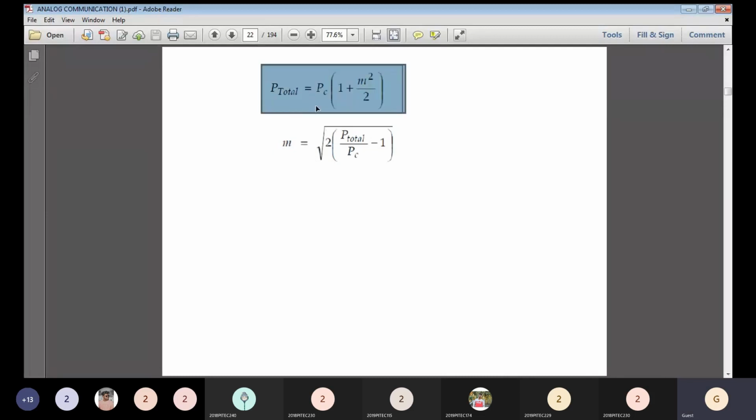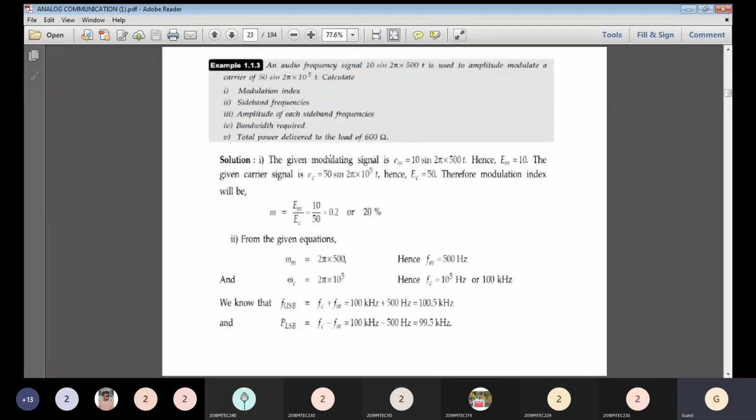So by using the formula, we can calculate the unknown parameter. That's all. So next, we can solve another problem. Okay, all of you read this problem. An audio frequency signal. Okay, audio frequency. So we have to note the words.